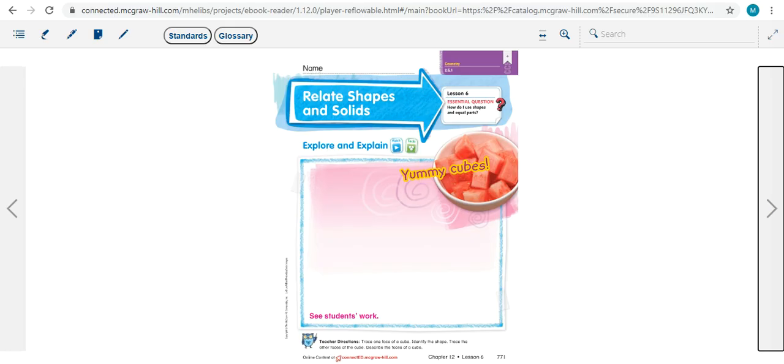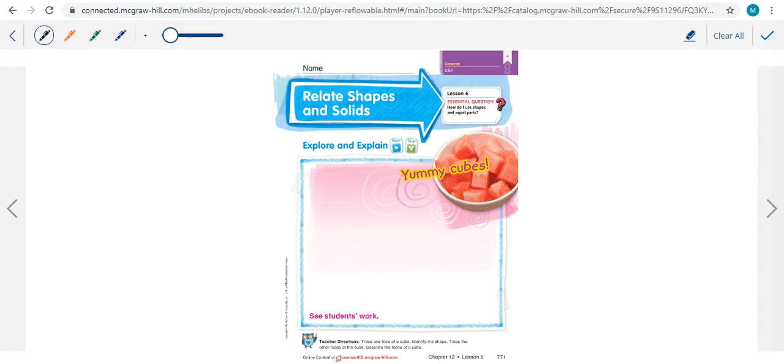First, you need to trace one face of a cube, but remember, what is a face? It's the flat surface of a three-dimensional shape. So, this is one of the faces of a cube, okay? So you need to draw one of the faces of a cube. Now, one of the faces of a cube is a square, right?